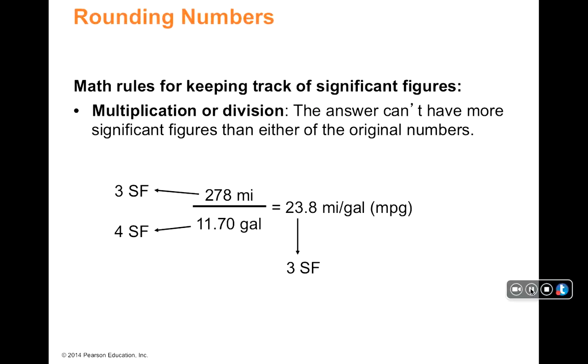If you are multiplying or dividing numbers, then your answer can't have more significant figures than either of the original numbers, or any of the original numbers if you have more than 2. So if you're doing a calculation that involves multiplication or division, you want to find the number of significant figures of all your values, figure out the lowest one, and that's what you can report your answer to. So you've got 3 significant figures in the 278, 4 in the 11.70, so you can only report your answer to 3 significant figures, the 23.8.